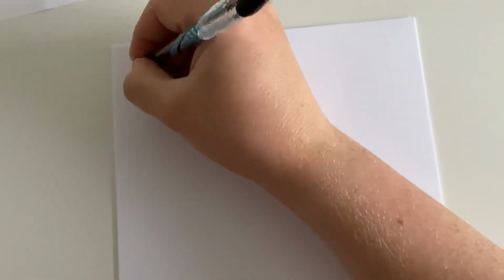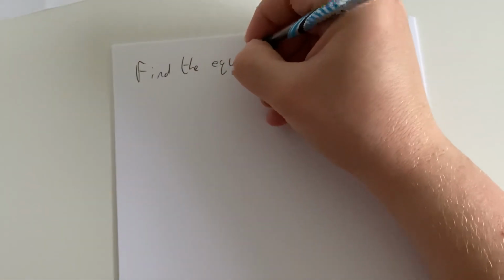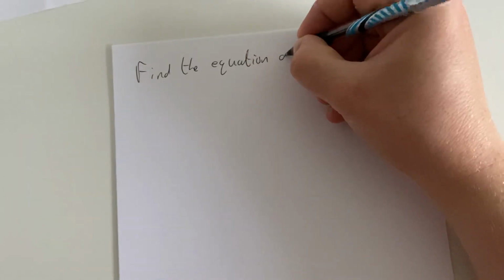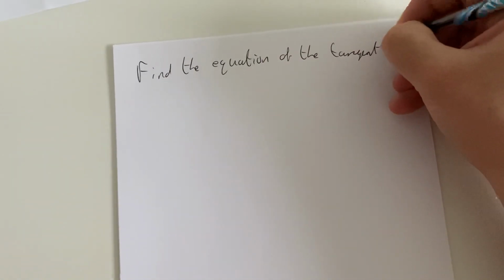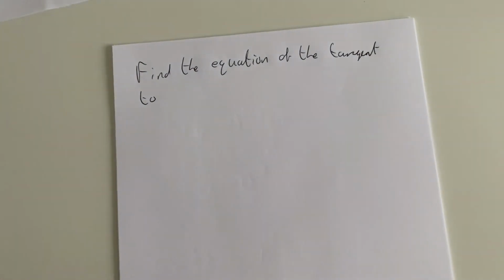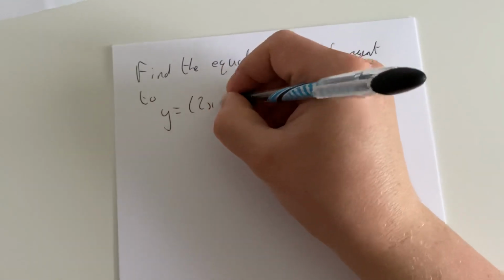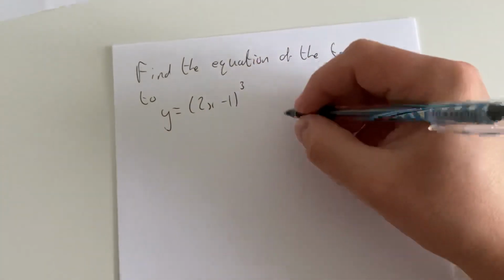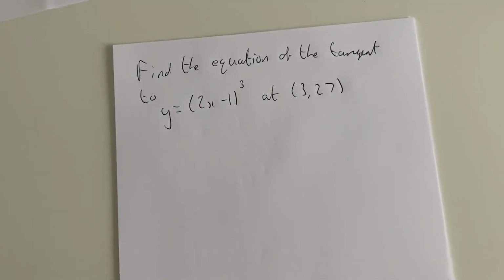Right, obviously at one point you're going to have to start using this for something. So for example, an equation of a tangent. So if we find the equation of the tangent to y equals (2x minus 1) cubed at (3, 27).